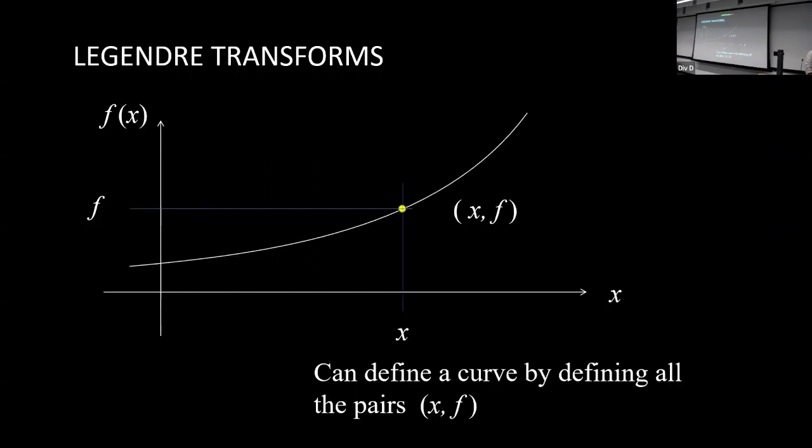So what is a Legendre transform? Here's a line, it's a curve. And the way you would normally define this curve is, say, f is a function of x.